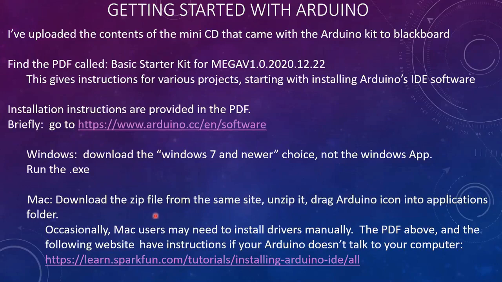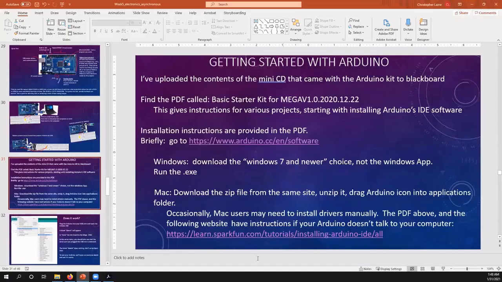Occasionally, if you have an older Mac, you may need a set of other instructions. Both the PDF that's provided by Elegoo and this other website that I've put on this page here talk about some of the solutions to problems if your Mac doesn't work. Most likely, if it's a fairly recent Mac, it should be totally fine. But of course, contact me if not. I'm going to go to the website now, though, and download the actual Arduino software.